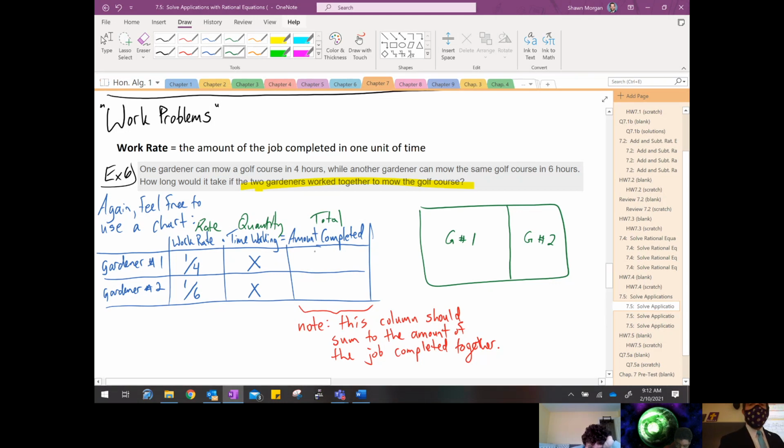Well, the amount that is completed is going to show up in this box. The amount that's completed by the second gardener is going to show up in this box. And then note what we say down here in red, that we add the two amounts together to equal one whole golf course. Nick.